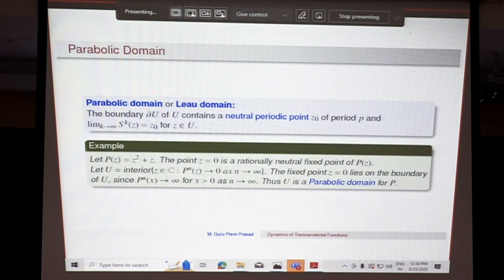Similarly, parabolic domain, in this case there is a periodic point which is a neutral periodic point which lies on the boundary, not in the interior, it lies on the boundary. So, such thing is called parabolic domain. For example, for this function, the 0 is a rationally neutral fixed point. So, that lies on the boundary of the Fatou component. So, it is called parabolic domain or Leau domain.